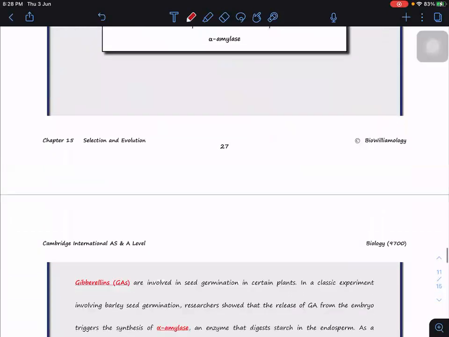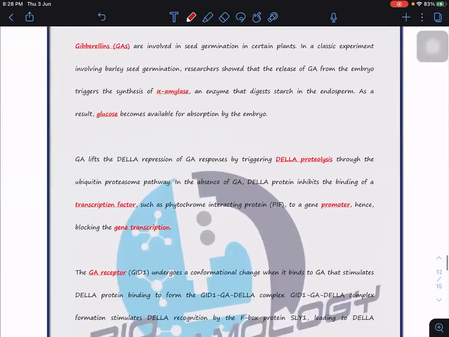So I will go through the answer with you guys, you can check later. I don't want to go into the detail. We'll come back to this one again when we go to chapter 19, the final chapter of A2, where we're going to look at how this gibberellic acid is involved in a more detailed way for seed germination to take place.